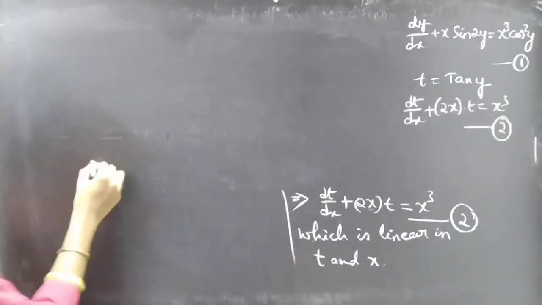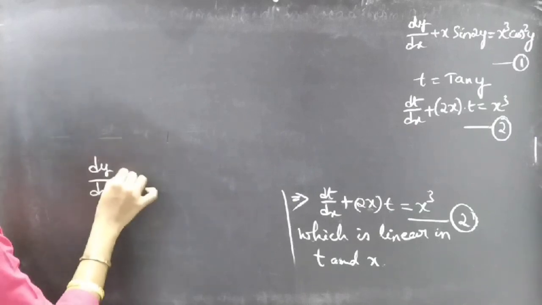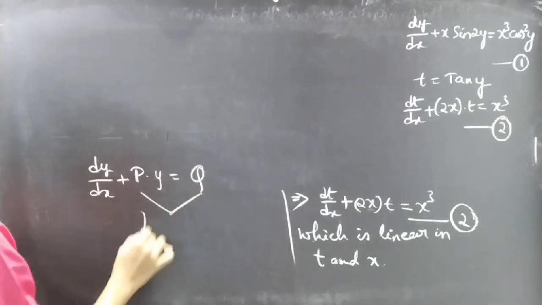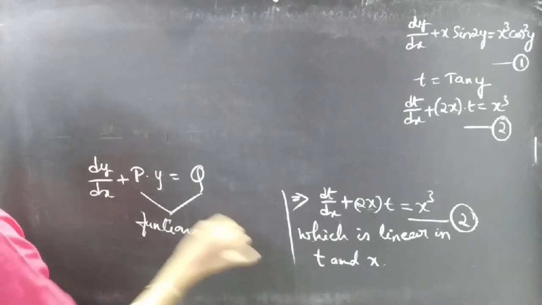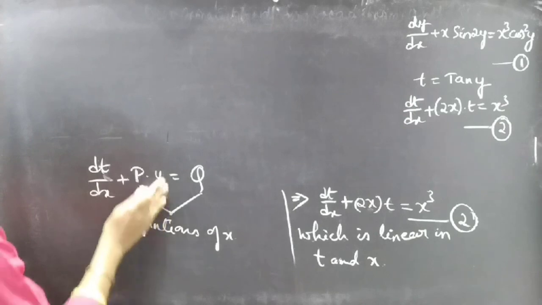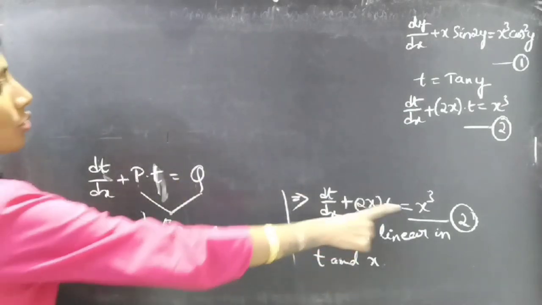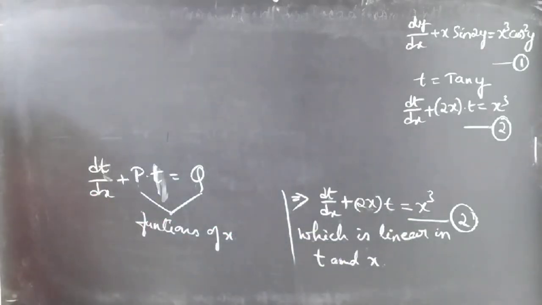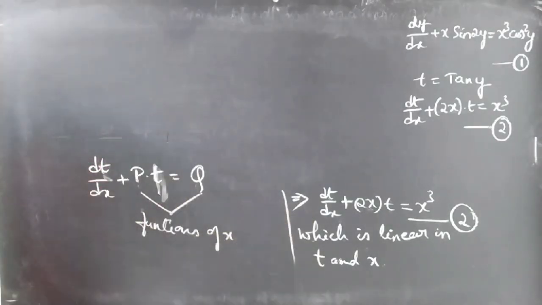Right? We all know the differential equation which is linear is of the form dy by dx plus some p into y equal to q, where p and q are functions of x, right? Here we have linear equation in t, okay, where p and q are functions of x, right? P equals to 2x and q equal to x cube. So we have reduced the given differential equation to linear equation.